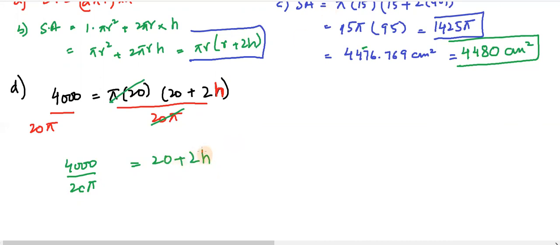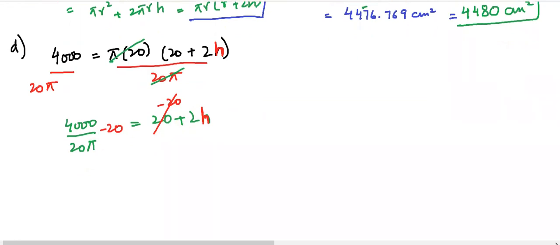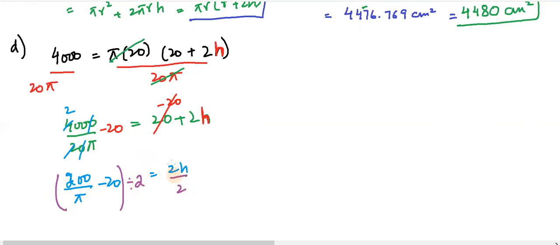Again, our subject h is not alone. It's having an addition of 20 in it. So I'll subtract 20 from it. The inverse of addition is subtraction. And that's what you get. Furthermore, now you have 2h is equal to, if I can cancel this as well, 200 over pi minus 20. And since 2 is multiplied with h, I'll divide all of this, right and left hand side, by 2.